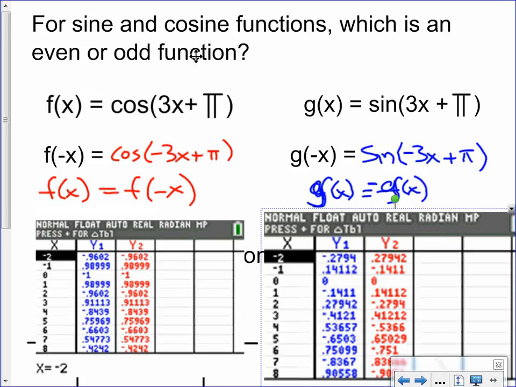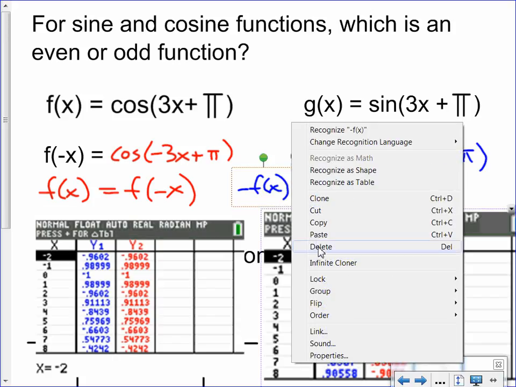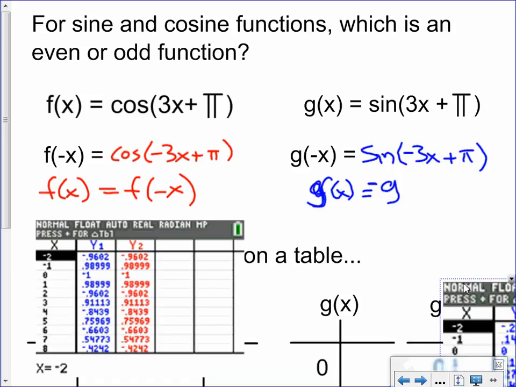So here we go. If you do g of negative x, it's the same thing as the negative of g of x. This is really hard to read. Hang on. Go away. Delete. Good old technology. All right. There it is.